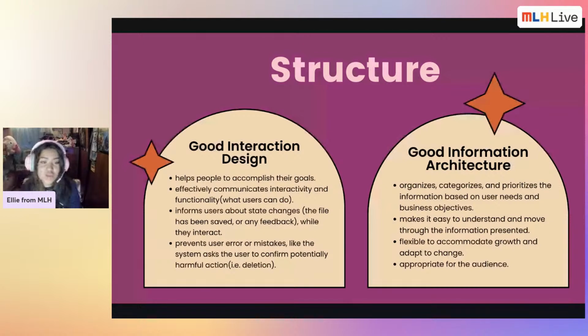And then it also makes it easy to understand and move through the information presented. So, it's not going to be difficult for users to go to where they're looking for. Flexible to accommodate growth and adapt to change, right? So, how are we going to see that with things like Twitter, for example? How is Twitter going to handle the multitude of tweets and information that they have to process? How is that going to be sorted? Twitter has their trending page, Instagram has the explore page, right? So they have certain things outlined in a particular way. And that's having good information architecture.